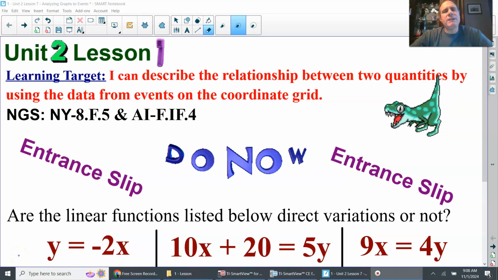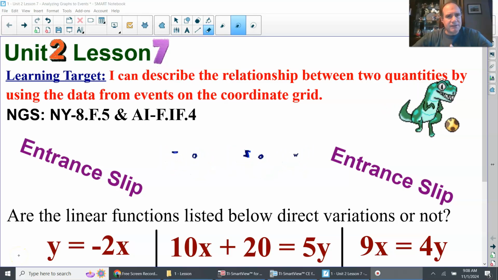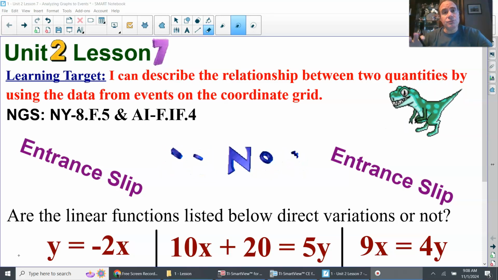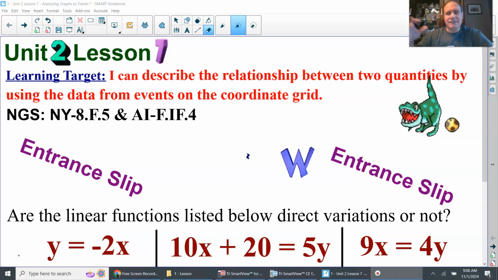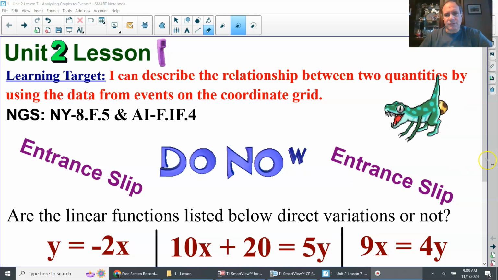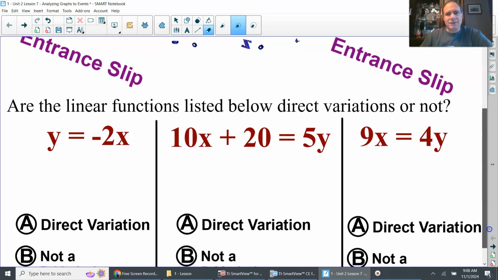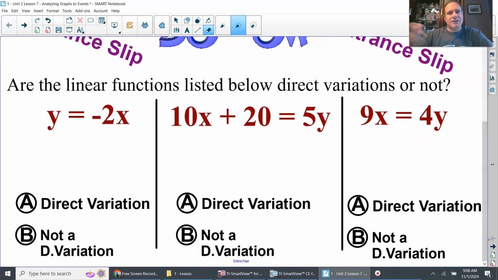Hello everyone, we are going to talk about event graphing today. We're going to describe the relationship between two quantities using data from events on a coordinate grid in a table of values. The entrance slip, talking about the last lesson. We're talking about linear functions.